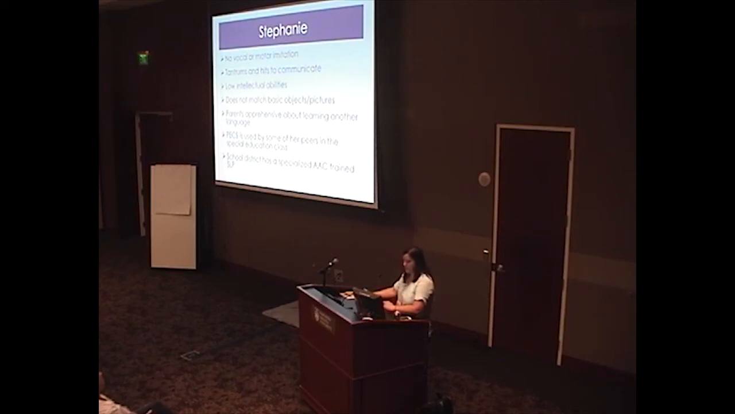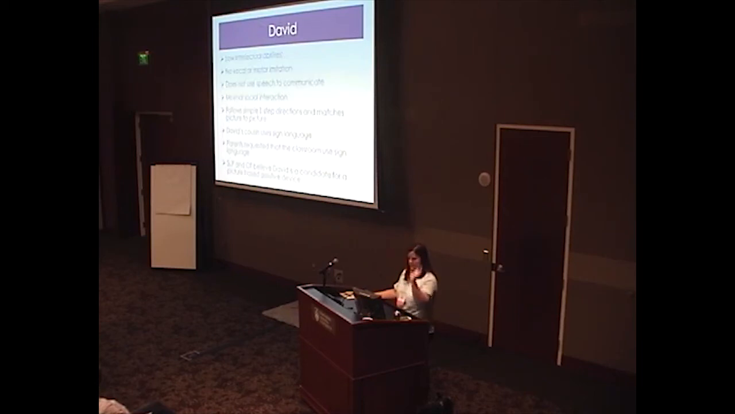Stephanie has no vocal or motor imitation. She generally tantrums or hits others to communicate. Her intellectual abilities are quite low, and she does not match basic objects or pictures. Parents are apprehensive about learning another language, like sign language, and PECS is used with some of her peers in the same classroom. And the school district has a specialized augmentative alternative communication trained speech language pathologist. Right? You see how I'm building the context for these kids?